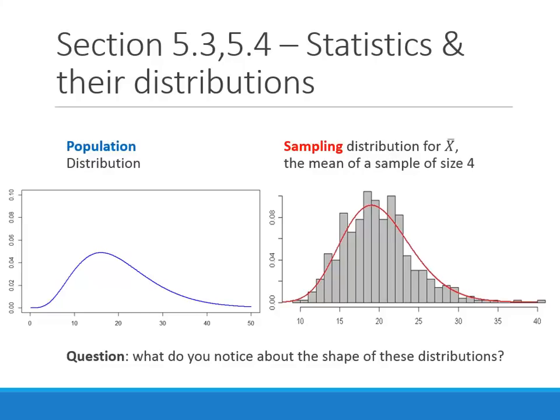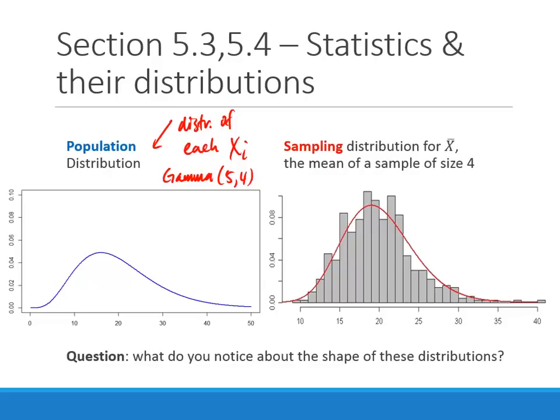So just to put these things next to each other, and I think the scales are the same there. So here on the left side, I have the population distribution. That's the distribution of each xi. This is a gamma 5, 4. And then on the right side, I have the sampling distribution. That's the picture we just saw. So for x bar, which is the mean of a sample of size 4 from this population distribution.